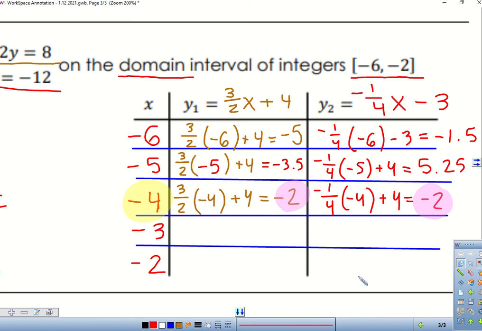Why did we start adding 4 to the y2? Oh, I just wrote it wrong. I'm sorry. I did the math right though.